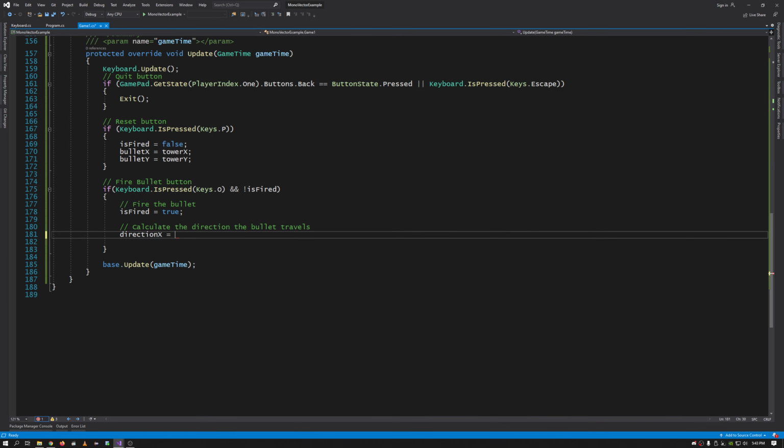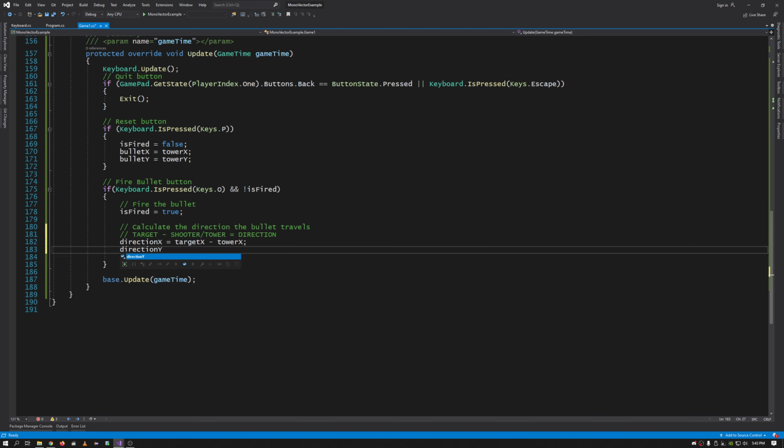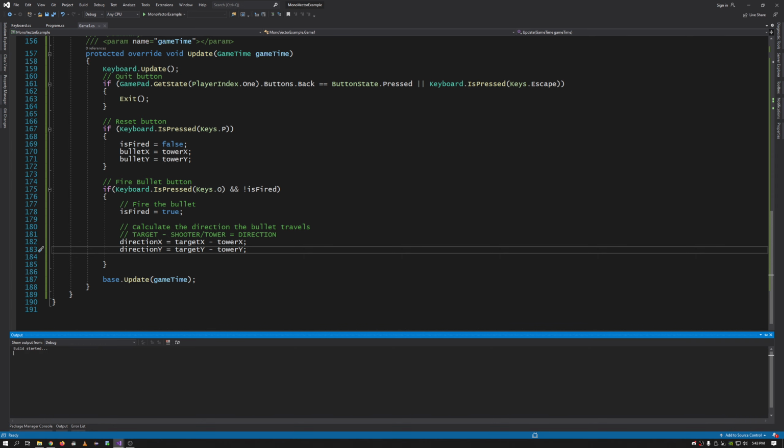Direction x is equal to target's x minus the tower's x. And the way I was always taught this was that it's target minus your shooter, aka your tower, is how you get your direction. Direction y is equal to target y minus the tower's y. And let's just start. I'm going to put a breakpoint so you can see this get calculated.